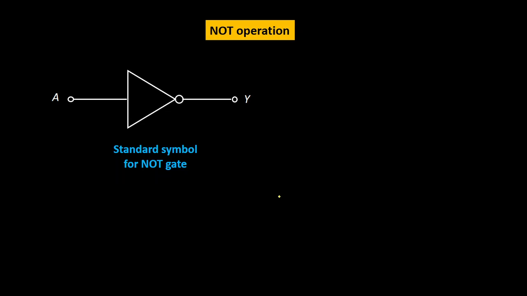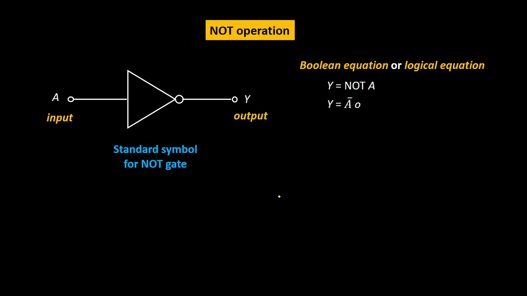Now let us consider the NOT operation. The NOT operation is nothing but NOT gate representation. It's a negation. So its symbol is like this. This is a standard symbol in which one input and one output will be present, right? So A is the input and Y is the output. Then Y is a complement of A. So whatever is present at A will be complemented. So its Boolean equation will be Y is equal to NOT A, which is nothing but A complement, right? It will be represented as bar on A or A dash, right? So this is called A complement. This is called logical complement.